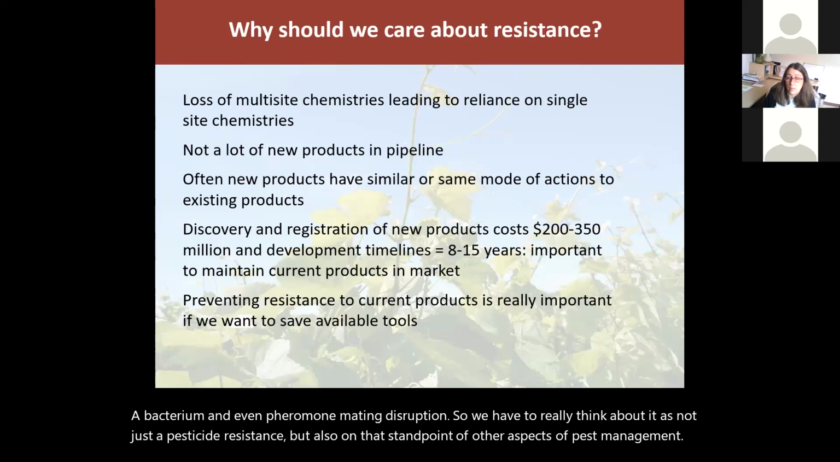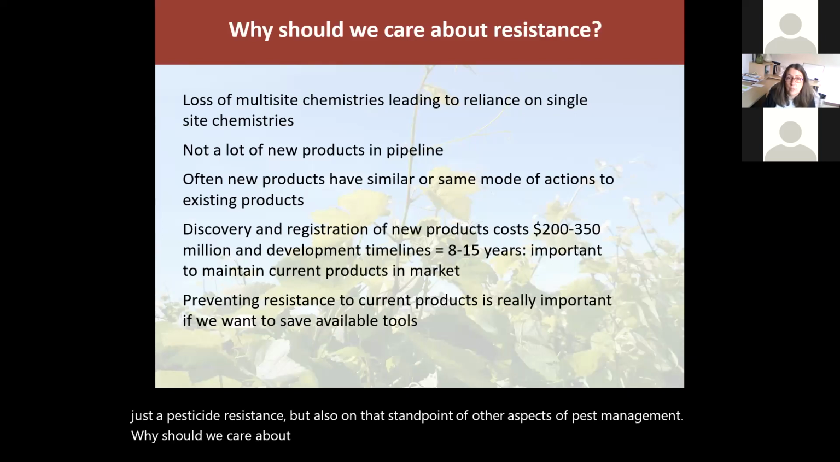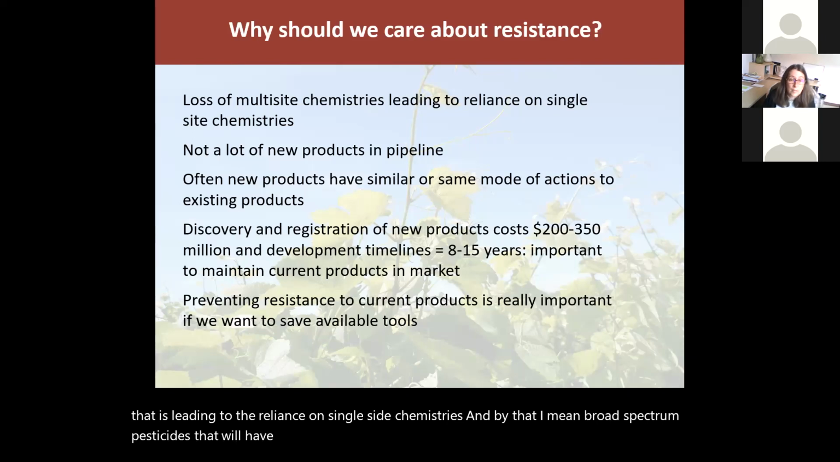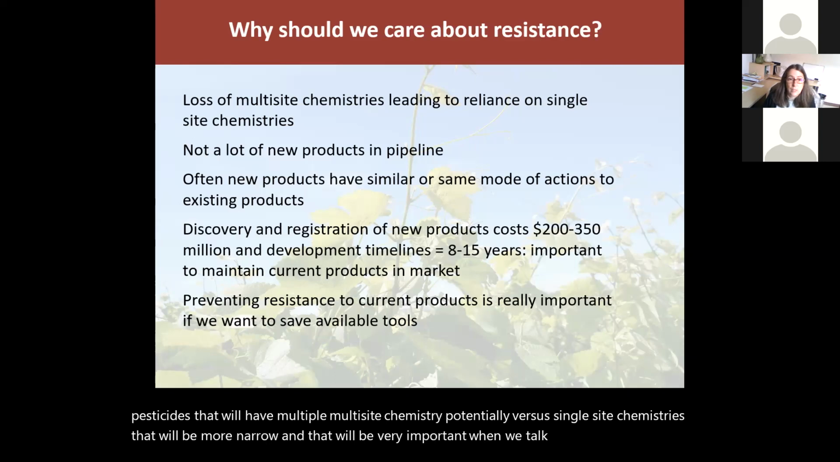Why should we care about resistance? Of course, there's this loss of multi-site chemistries that is leading to the reliance on single-site chemistries. By that, I mean broad spectrum pesticides that will have multiple multi-site chemistry potentially versus single-site chemistries that will be more narrow. That will be very important when we talk about it in a little bit.